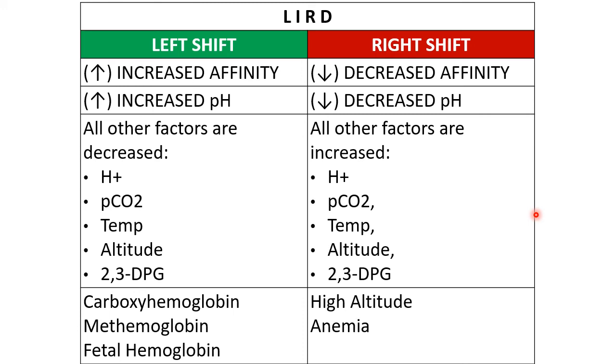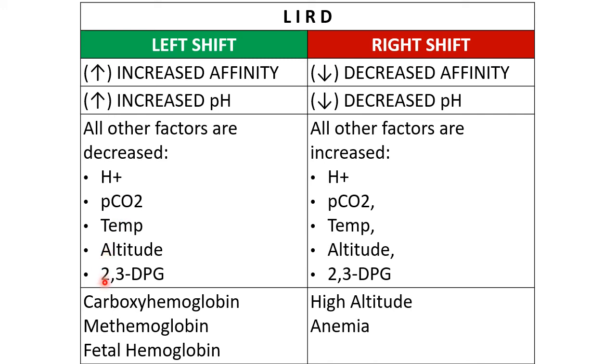So, in what instances ng katawan or mga condition na nagpapa-shift to the left and shift to the right of the hemoglobin oxygen curve? Okay. Balikan natin. Ang shift to the left means increase ang affinity of your oxygen and your hemoglobin. And increase din ang pH. All other factors ngayon are decreased, such as your hydrogen, carbon dioxide, temperature, altitude, and 2,3 DPG.